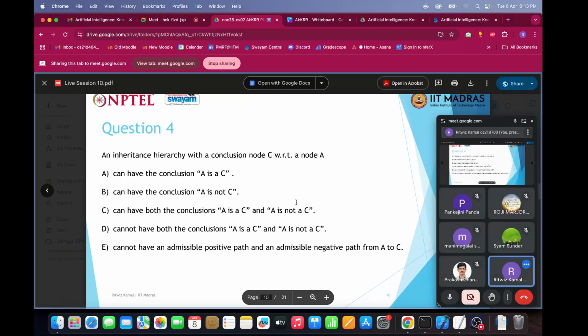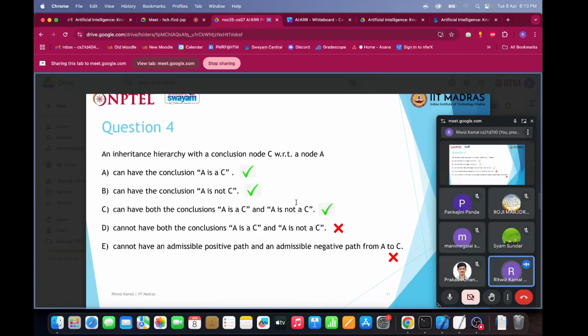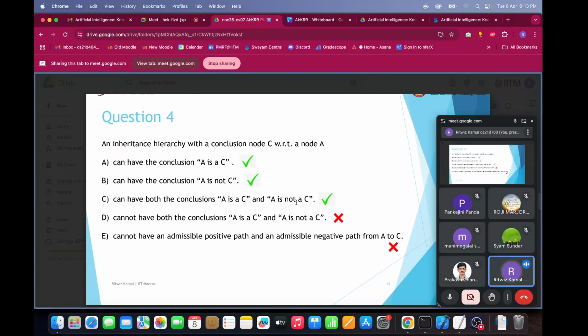So in an inheritance hierarchy, if you might recall, we can have different beliefs. These beliefs can be contradictory, but they both can exist. It will lead to eventual contradictions that we will encounter when we go for further processing of inheritance networks. But if we just focus on the beliefs that can be inferred, then we can have both the conclusion that A is a C. We can also have a conclusion A is not a C, and then option C is just a restatement of options A and B together.